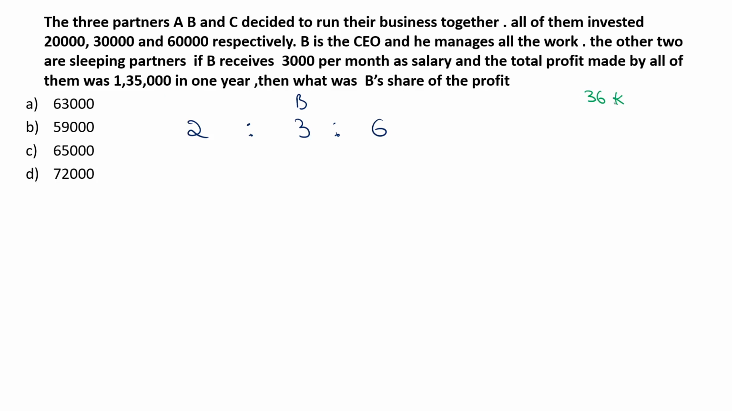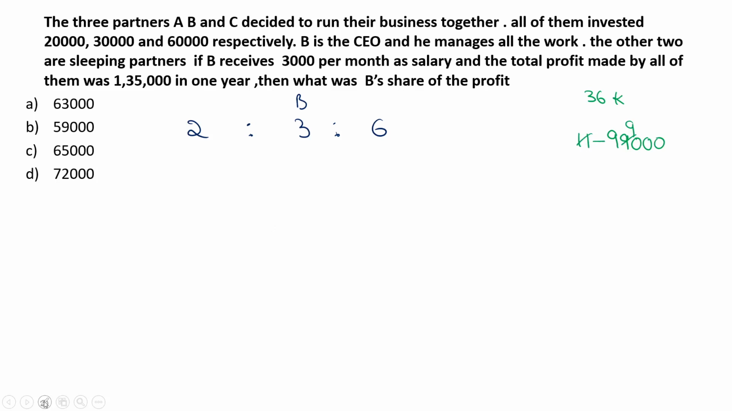When 36,000 is given out of 1,35,000 to B, the remaining part would be 99,000. And that 99,000 should be divided among them in the ratio of 2:3:6, that is in a total of 11 parts. That means each part is 9,000.